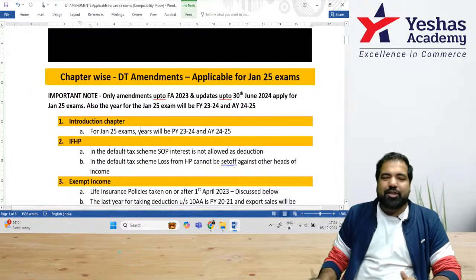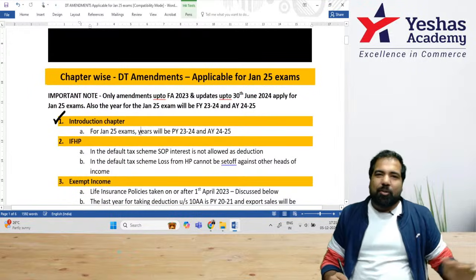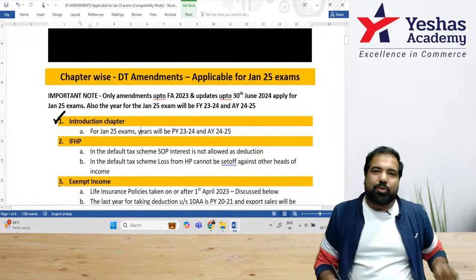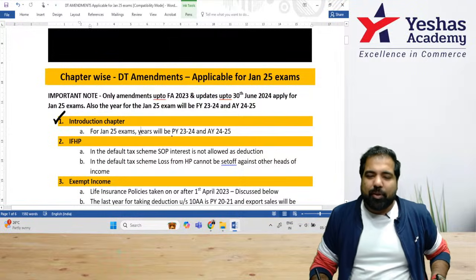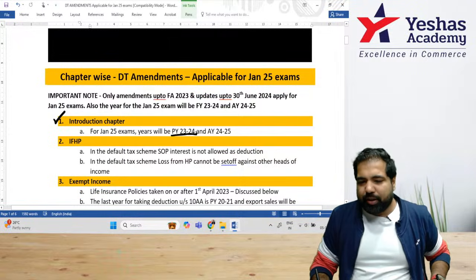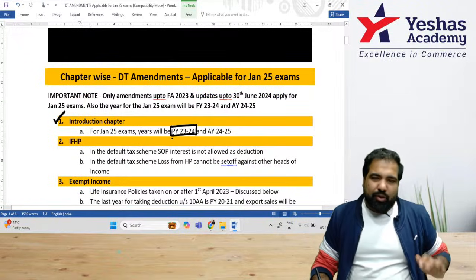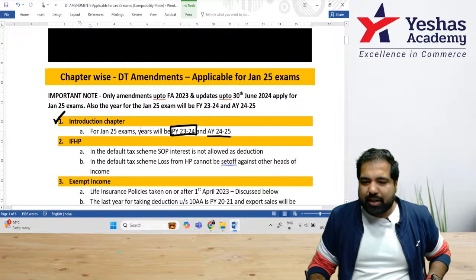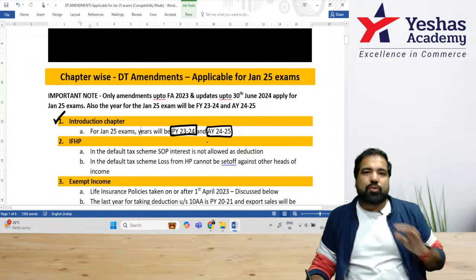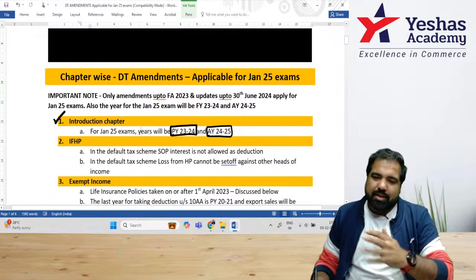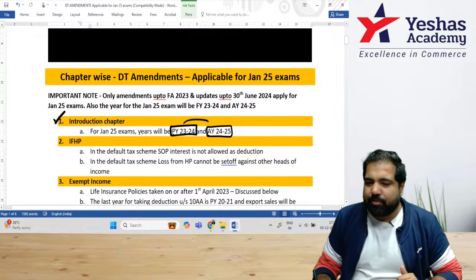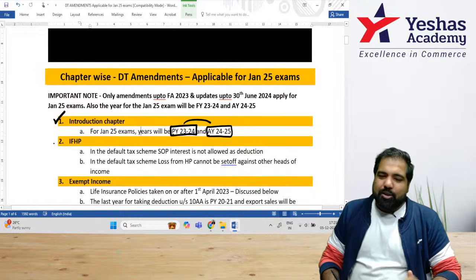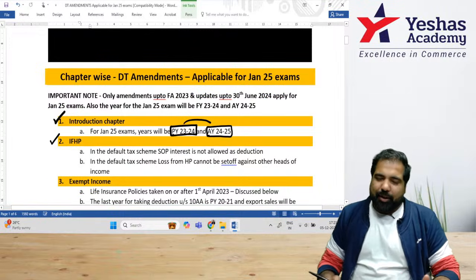So let's start the first chapter, introduction. Not much has changed. Actually, nothing has changed here. The only thing you should keep in mind is that your previous year is still previous year 23-24, and your assessment year is the same 24-25. That means most of your exam sums will be on this year and this assessment year, which technically mean the same. So we move to the next chapter in no time.